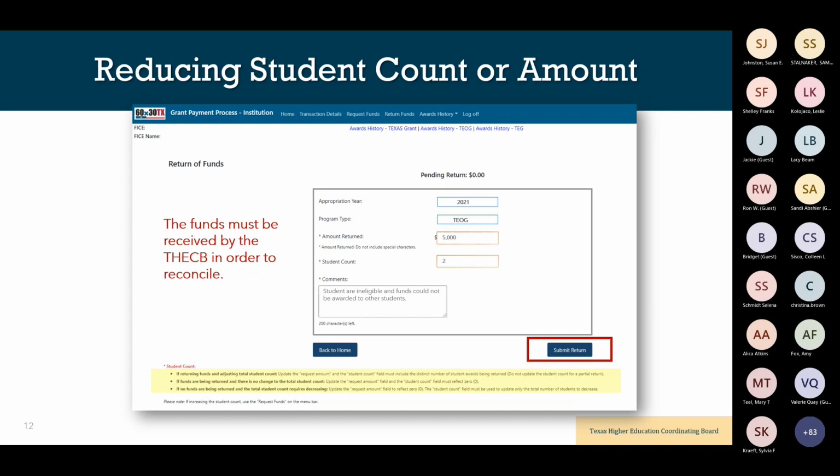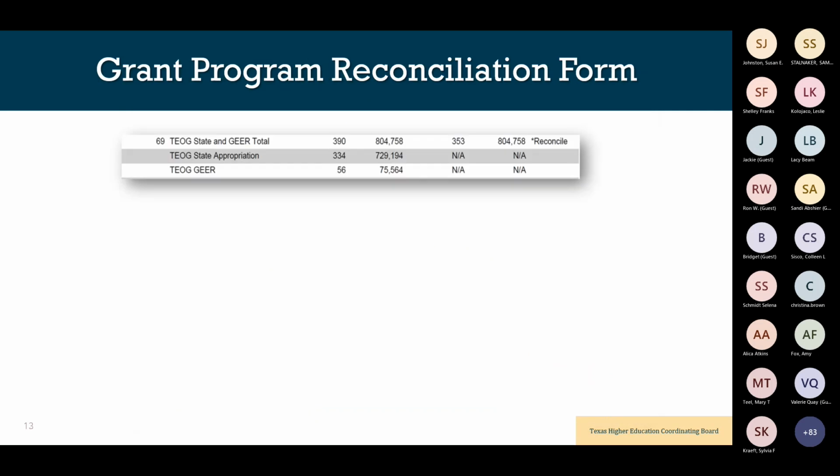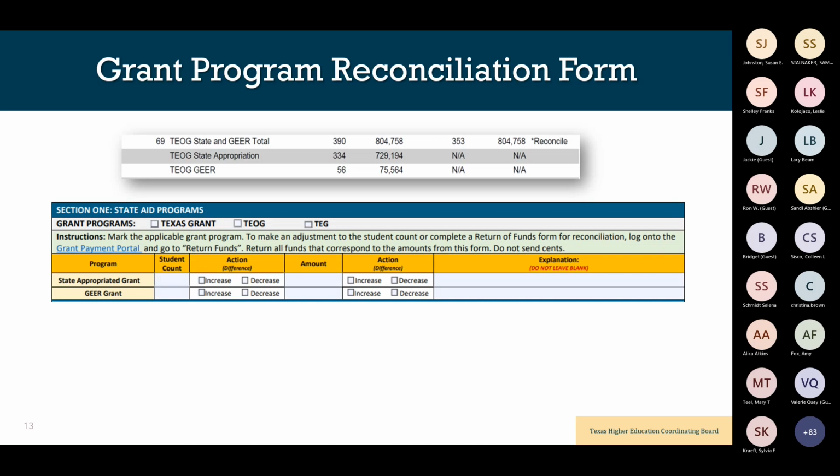Okay. All right, so we've talked about how to increase student count, how to decrease student count. So you've done that in the GPP system, but now we've got that form that I told you about. So here's a picture of the reconciliation report that I downloaded from Move It. So you can see the variances we talked about a minute ago, and then you've got your form here. So this has been updated this year from the previous years because we've got the distinction between the state appropriated grants and we've got the GEAR grants.